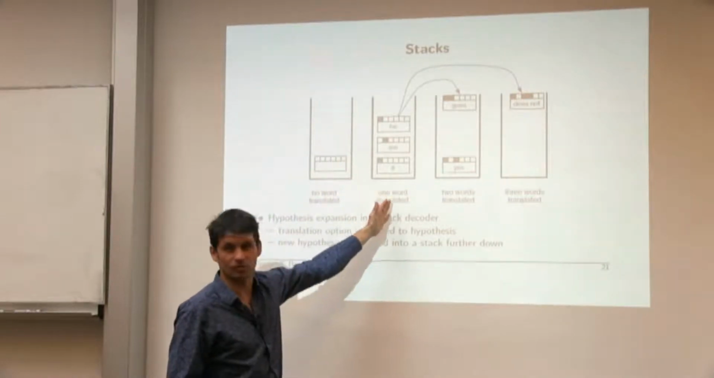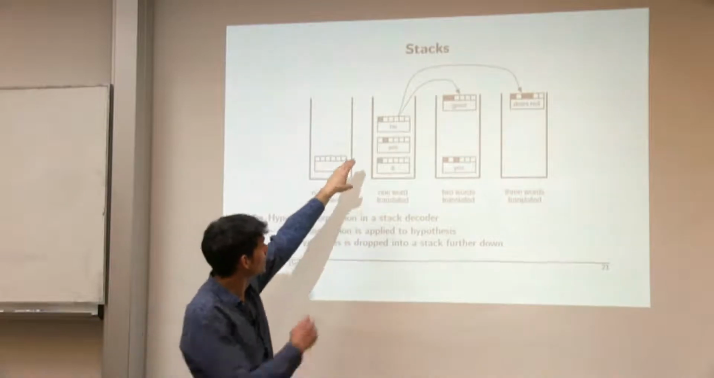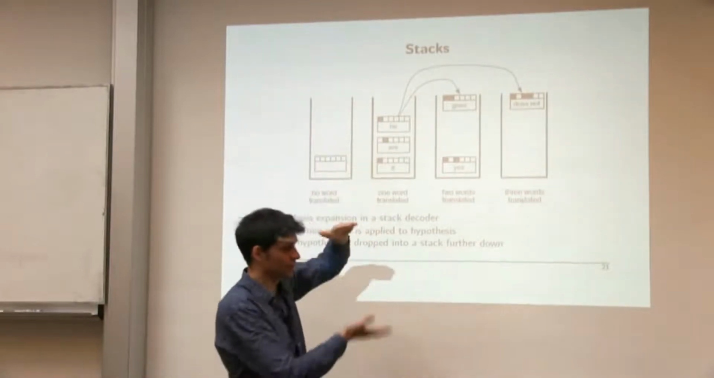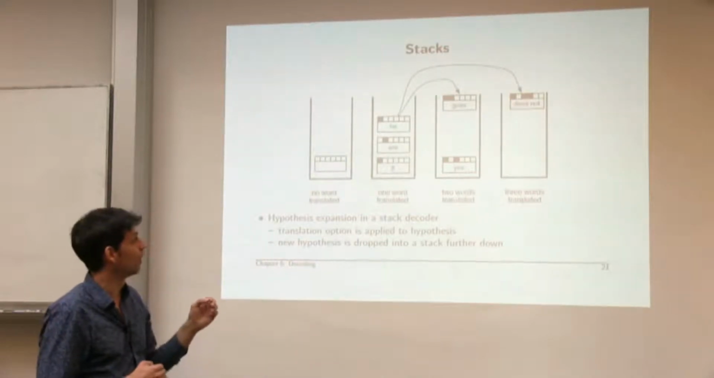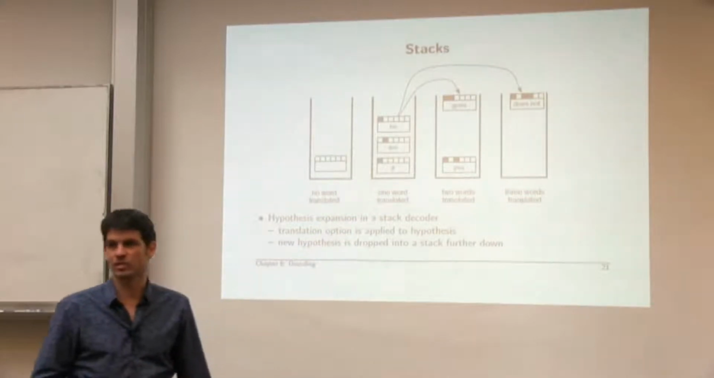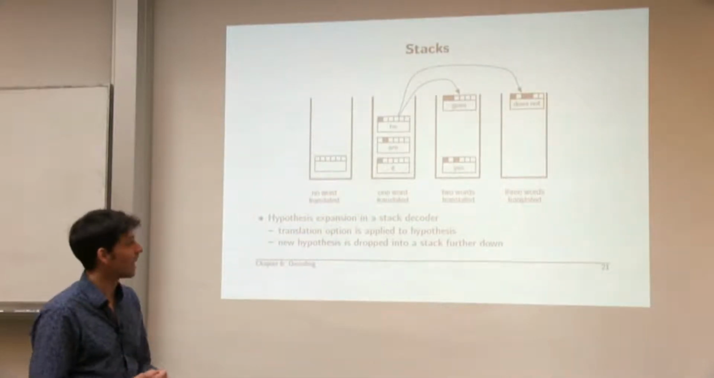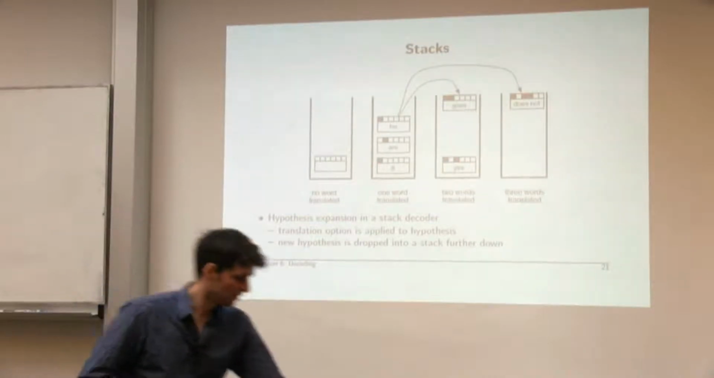Then when we move to the first stack and we start expanding the hypothesis from there, we know that we will do this at most stack limit number of times. And that is the linear bound for the translation. So you have dropped all the hypotheses which are unlikely given the scores so far.